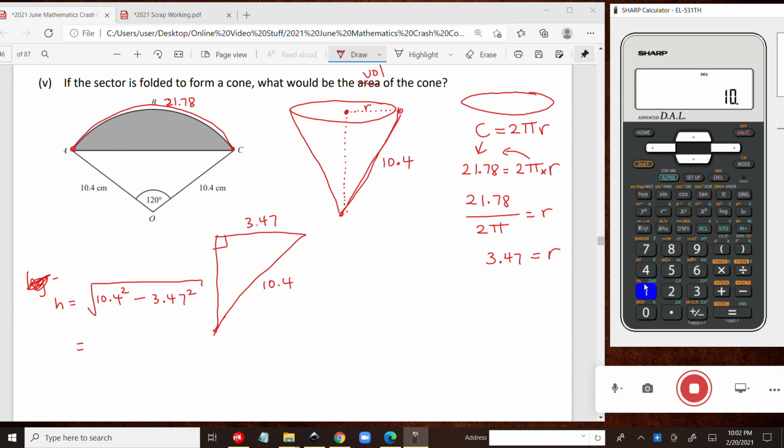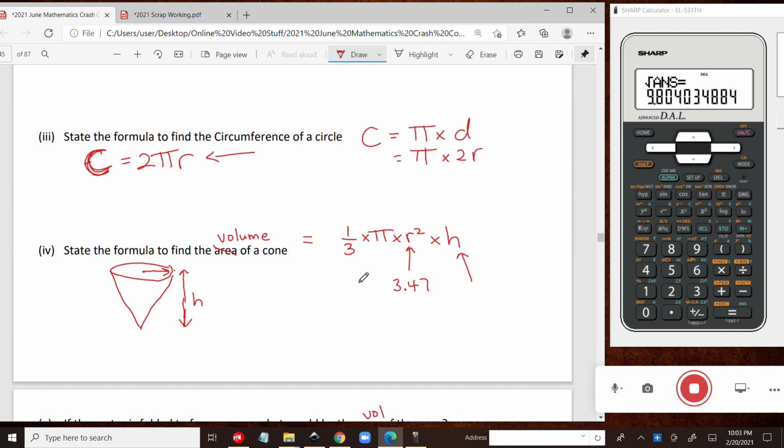So it's 10.4 squared minus 3.47 squared. Press equal, and then we square root our answer. You notice I always square root last. So my height is 9.80. So my height is 9.8, well, 9.8 and 9.80. So now we know the height.